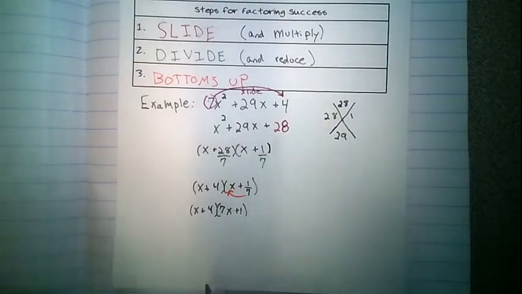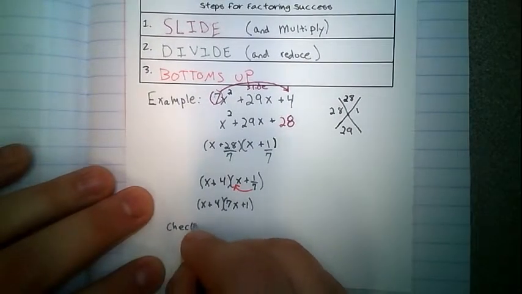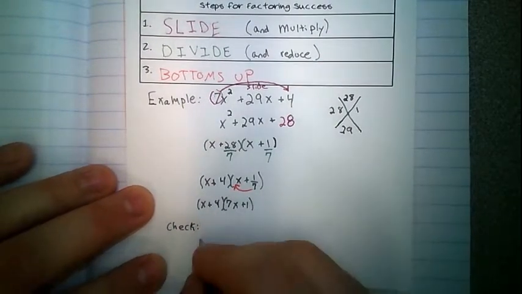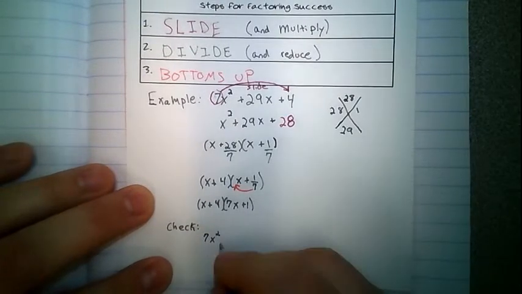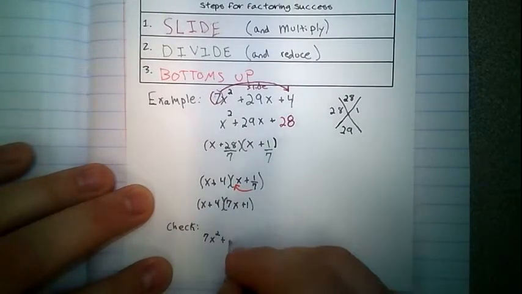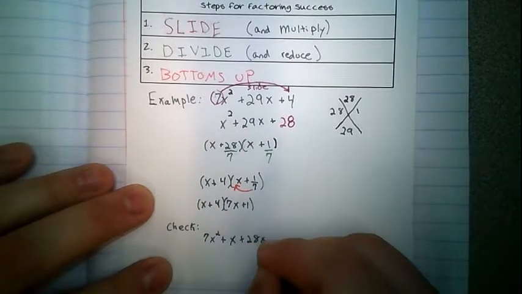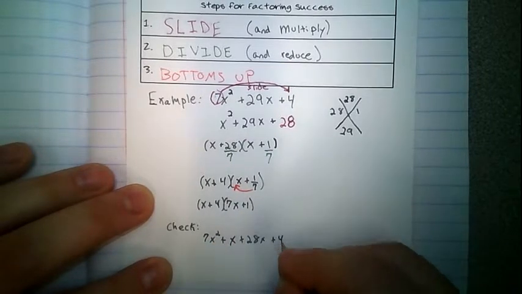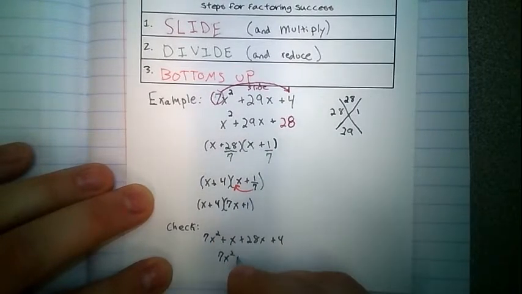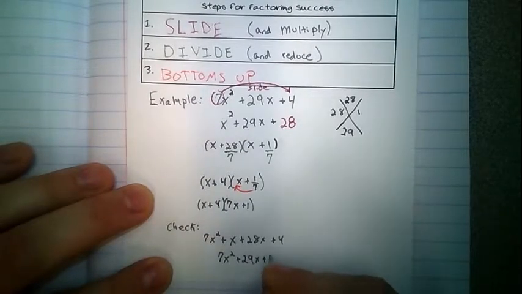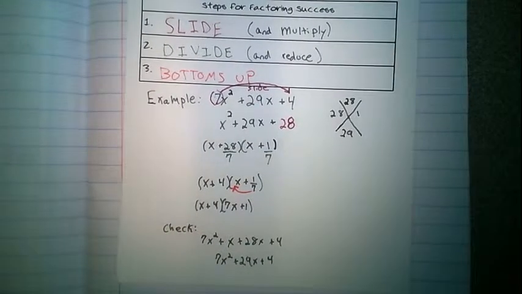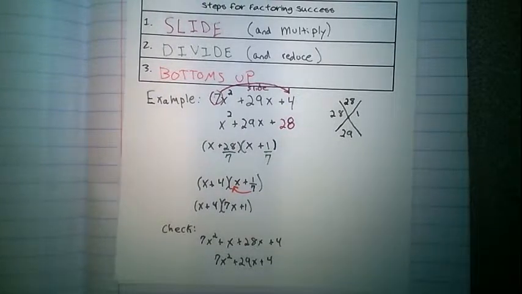And so now when I FOIL it, I'm going to get x times 7x is 7x squared plus x plus 28x and plus 4. So 7x squared plus 29x plus 4. And that's all there is to the AC method, or the bottoms up method. So one extra twist when you're factoring, and we have a coefficient on the x squared other than 1.